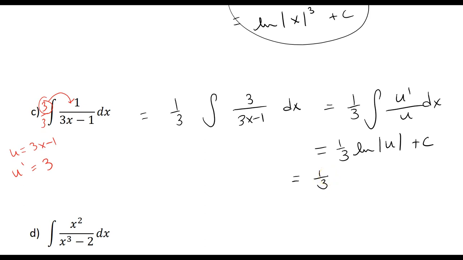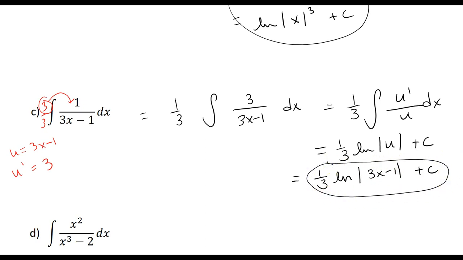According to my rule, notice I've got u prime over u. I'm going to fill in what u is, which is just 3x minus 1. And you can bring the 1/3 in. If it's a fraction, just leave it out front. Multiplying by 1/3 is easier than taking the cube root. So that would be my answer there.